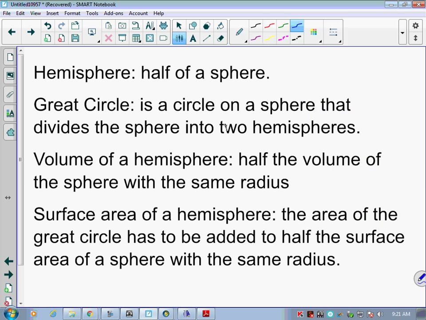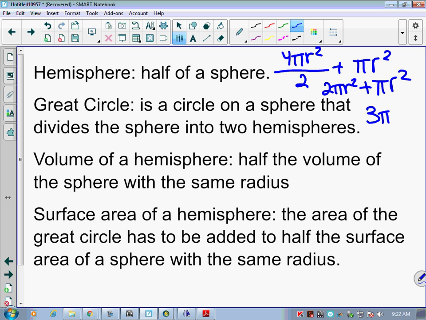Okay. So we're going to get 4 pi r squared divided by 2 plus pi r squared. Well, what's 4 pi r squared divided by 2 going to reduce to? So if I have 2 pi r squared plus pi r squared, what is that? 3 pi r squared. So if they ask me, what is the surface area of a hemisphere, what can I add that to? Right? That would save me a whole lot of time.